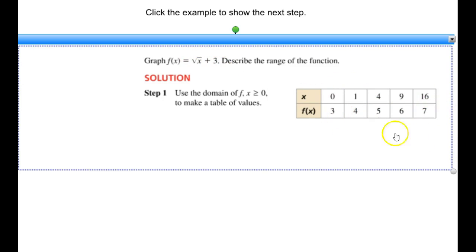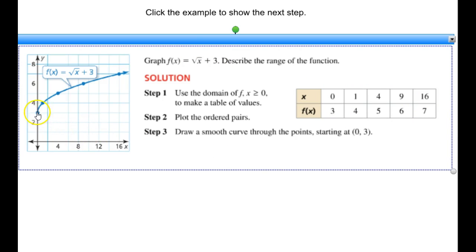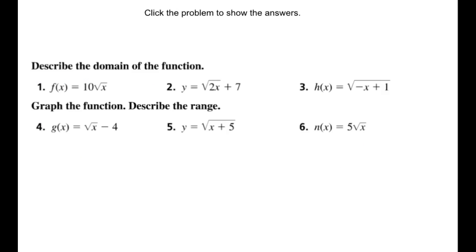So now that I have this table of values, I can go ahead and plot those points and we'll see what my graph looks like. And then I just draw my curve through the points. I can see, based on this graph, that my range is y is greater than or equal to 3, because that's the lowest point on my graph.